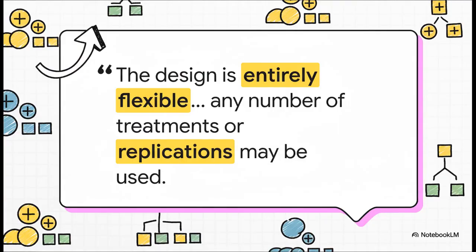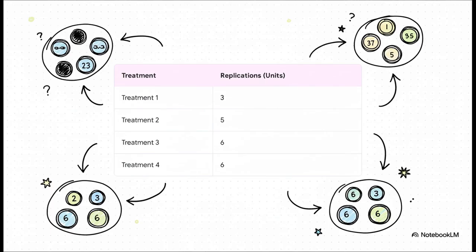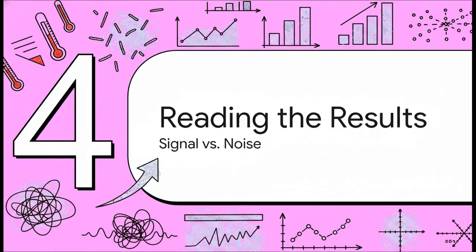And right here is one of CRD's greatest strengths. It's incredibly flexible. The number of replications, that is the number of patients in each dose group, doesn't even have to be equal. For example, let's say you had 20 test subjects and 4 different treatments. You could randomly assign just 3 people to the first group, 5 to the second, and 6 to the other 2. This is super useful in the real world, especially if some treatments are, say, way more expensive or difficult to administer than others.